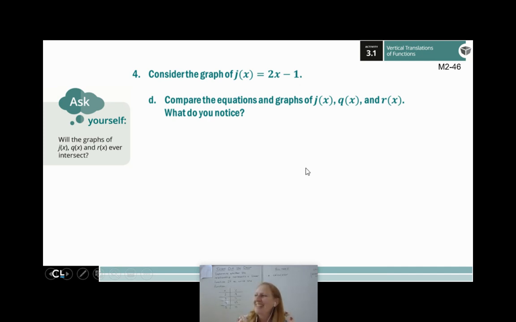So I noticed that they all had the same slope, right? All of them had 2x. Every single one of them had 2x. They're all parallel, guys. Parallel lines have the same slope.